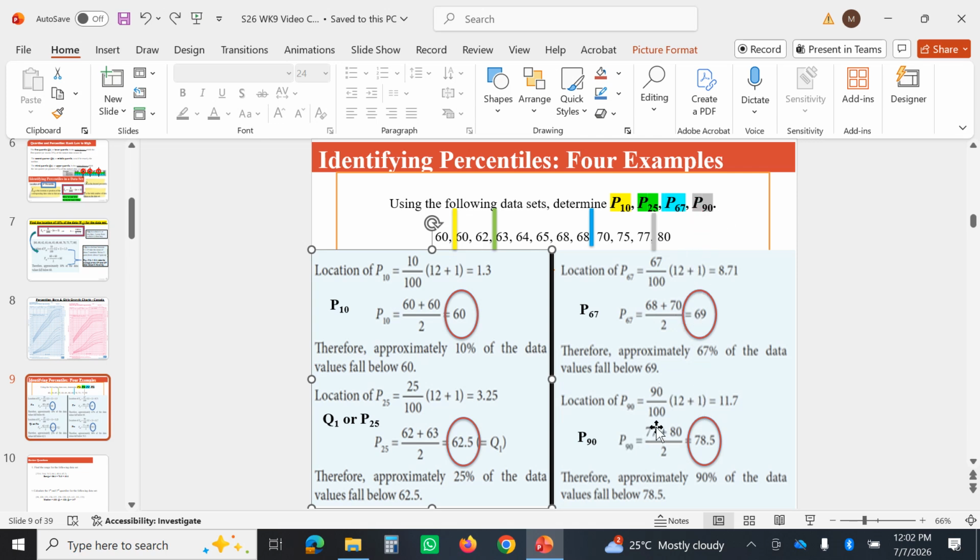P90. Again, same thing here, 90 over 100 times 13 is 11.7. 1, 2, 3, 4, 5, 6, 7, 8, 9, 10, 11. So it's in between these two. 77 plus 80 divided by 2 gives me a number there of 78.5. And this is just rough. It's not exact science. It just gives you an idea. It points you in the right direction.